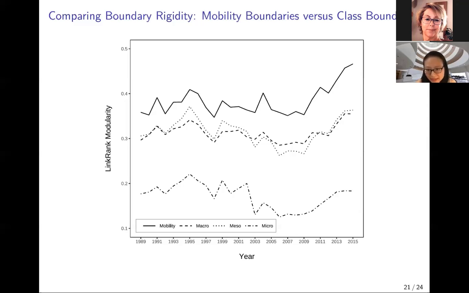Another thing, which is probably not easy to see with your bare eye, is that the gap between mobility boundaries, so between the highest line and the three lower lines, is also widening over time. I have another set of results where you just calculate the difference of modularity between mobility boundaries and the other class boundaries, and you can see that mobility boundaries are doing increasingly better in capturing that. This is also consistent with the observation that a lot of these occupational class schemes are probably better suited to the coding systems in the 1970s to the 1990s. Okay.